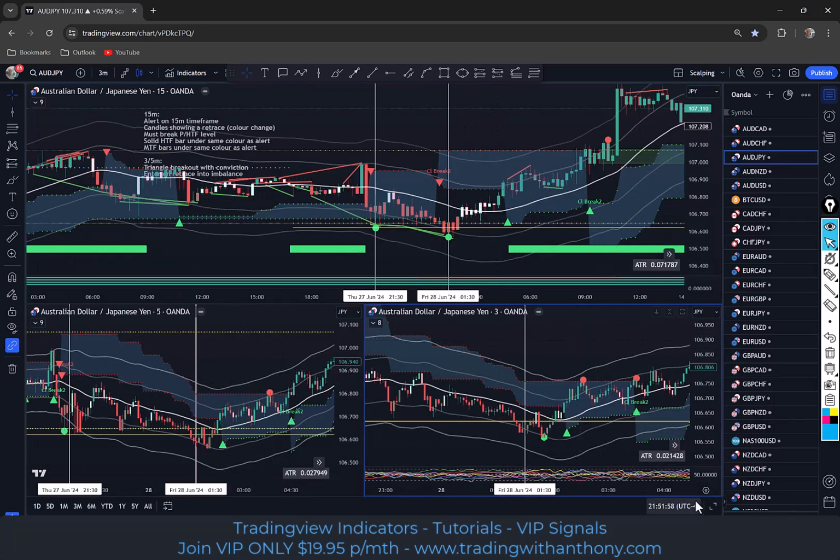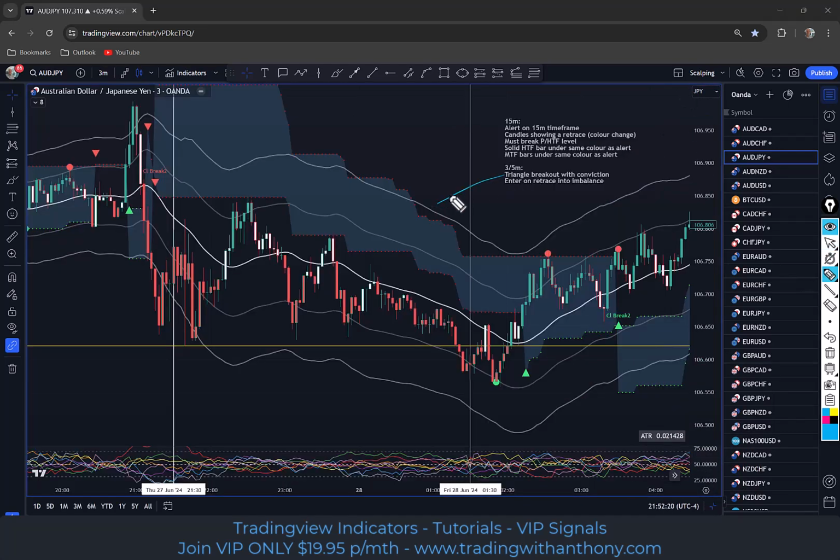Okay, the 3 or the 5M, the triangle breakout with conviction. Here's our first point of interest, our second point of interest on the 15M. We don't see an up triangle breakout, so there's nothing to go by on this section of the chart. Here we see the triangle breakout, so that's where we look to get involved.